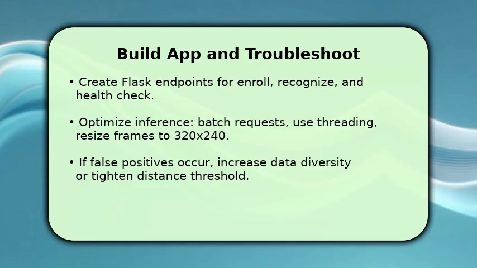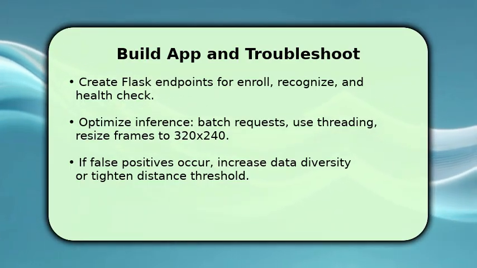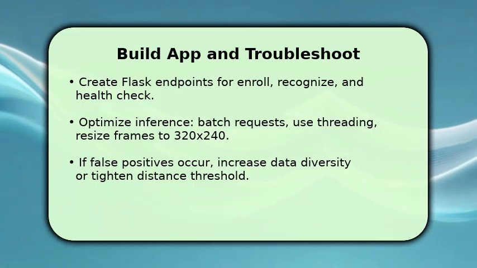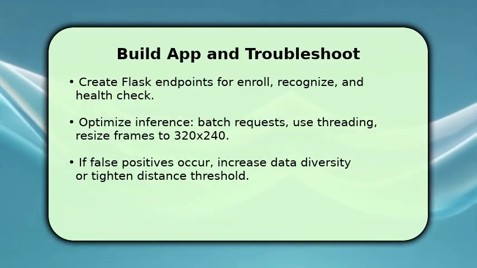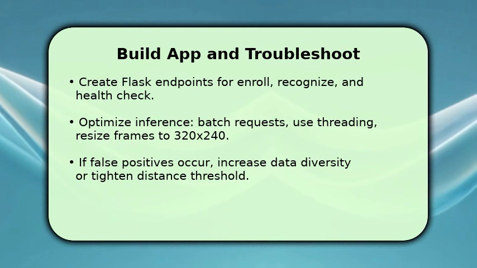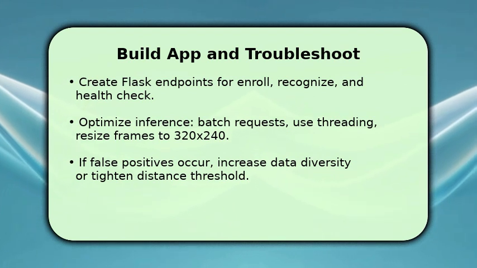Make sure to cache recent embeddings to reduce repeated work. Add logging and a simple health endpoint. If accuracy lags, augment training images with varied lighting and poses, and adjust your distance threshold. That single tweak often fixes false matches quickly.